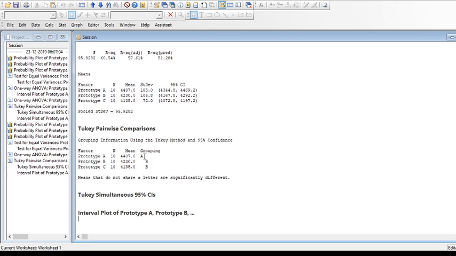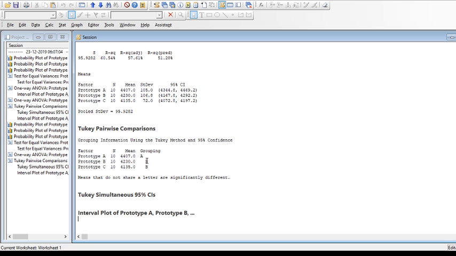So if you want to conclude your analysis of variance, you will say that prototype A is significantly different from prototype B and C. Okay, so you can either visually conclude it, or if you want some statistical evidence to it, you can always come to Tukey's pairwise comparison, click on it and see which are the ones which are equal and which is significantly different.